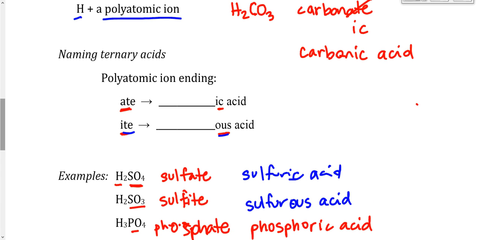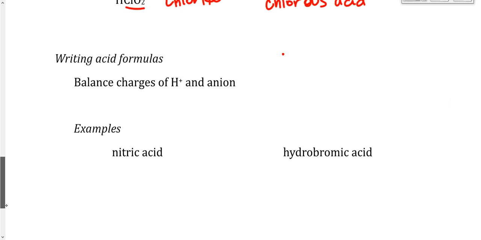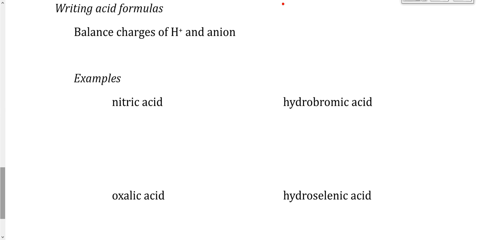Now, one way to remember this, ate and ic, and ite with ous, is the little phrase, I ate something icky. So, ate ic. I ate something icky. Okay, so what if we're going the reverse way? What if we're trying to write the formulas?